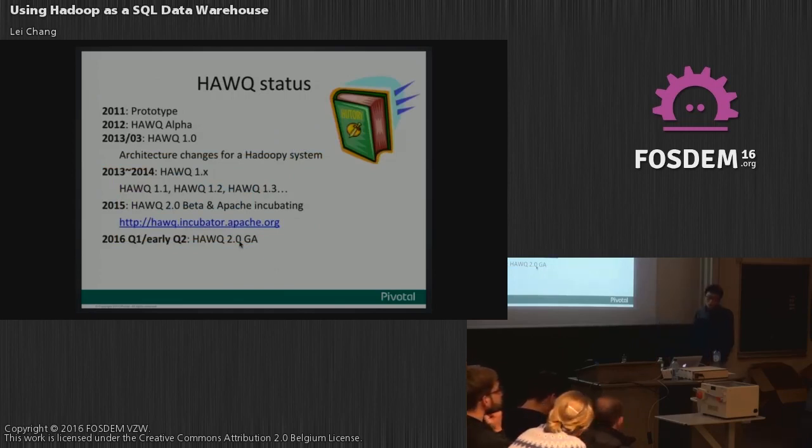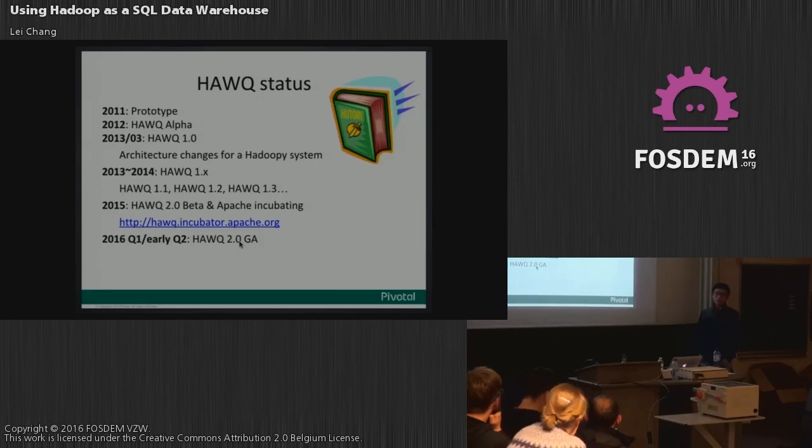All right, so I just introduced the overall architecture and actually how the query works. And here is the Hawk status, including the history and the kernel status. In 2011, we did a prototype, and at that time Hadoop just became very popular, and a lot of enterprises began using Hadoop as their centralized storage system.